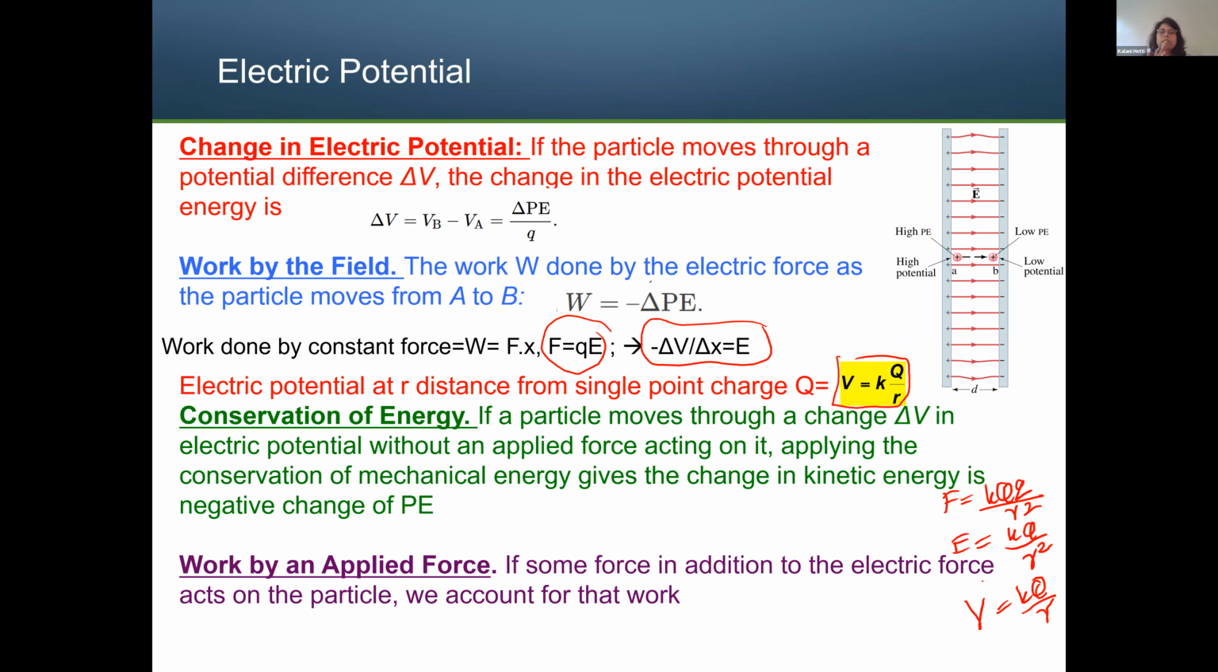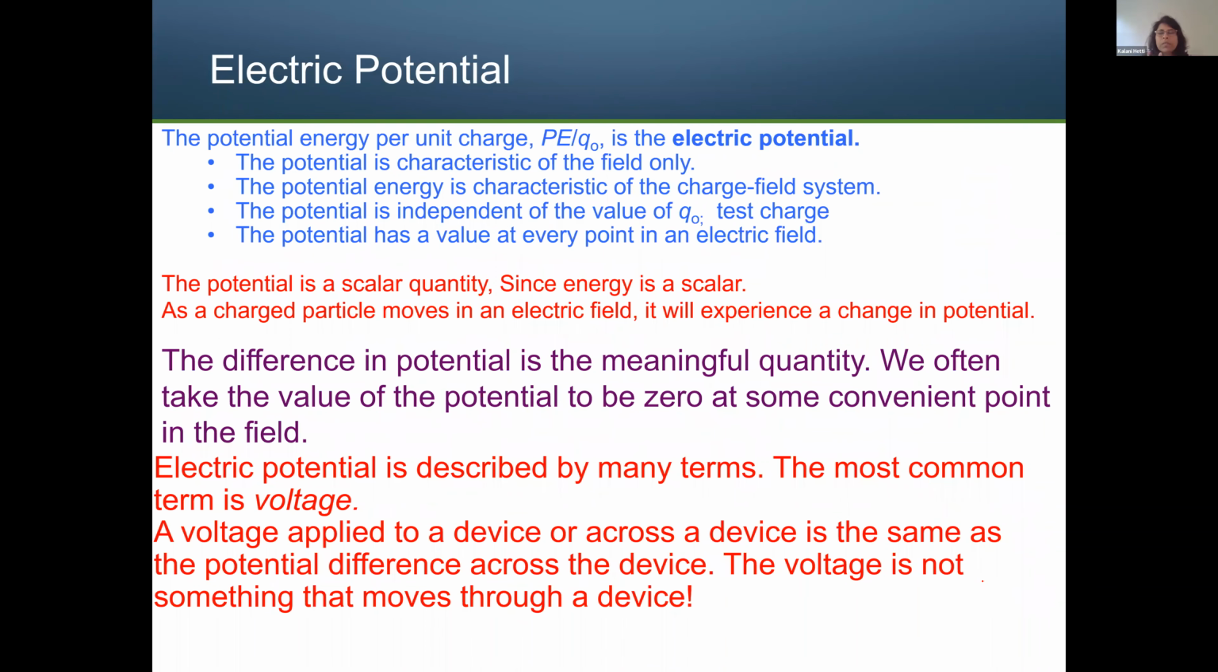Now, conservation of energy. The conservation of energy principle is very important, so we need to think about it here, especially potential energy when you have a charged particle. If that charged particle moves, it has kinetic energy too. Now let's focus on electric potential a little more. Electric potential is basically potential energy per unit charge, or work done per unit charge. That is a scalar quantity since energy is a scalar.